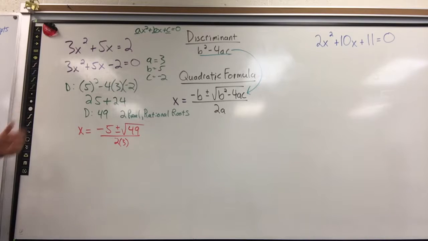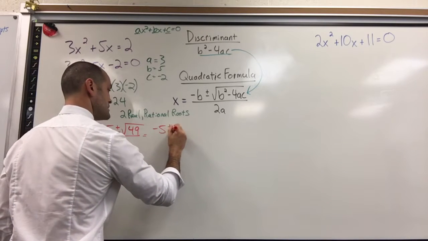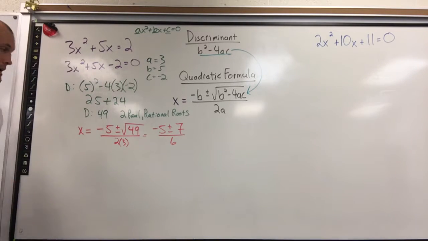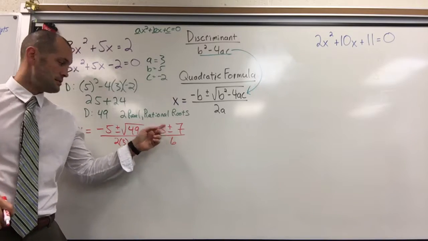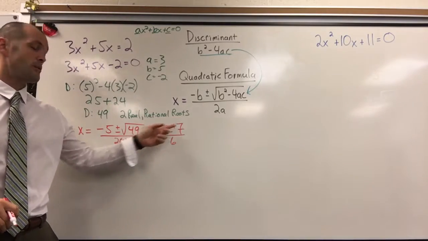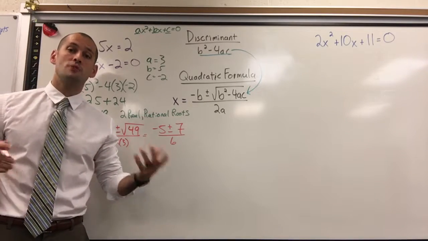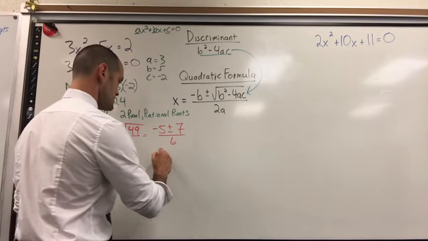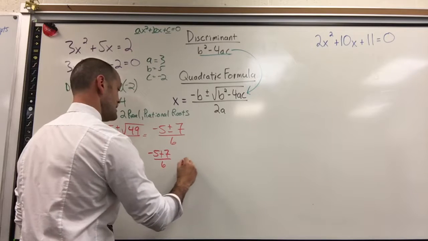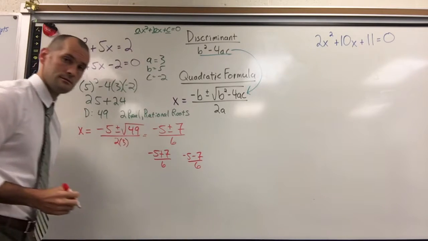All right. Simplify time. We get a negative 5 plus or minus 7 all over 6. Now, notice something here. The plus or minus means we have 2 different scenarios. In one scenario we add, and in one scenario we subtract. Negative 5 and 7 can combine, so I want to run my 2 scenarios. I take negative 5 plus 7 and divide by 6, and I take negative 5 minus 7 and divide by 6.